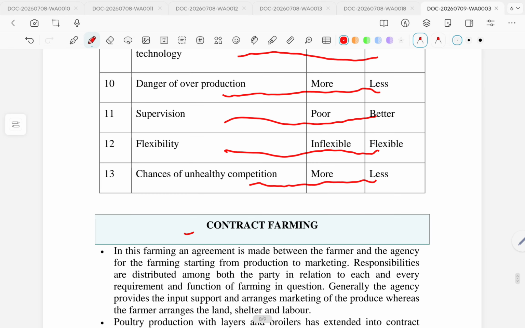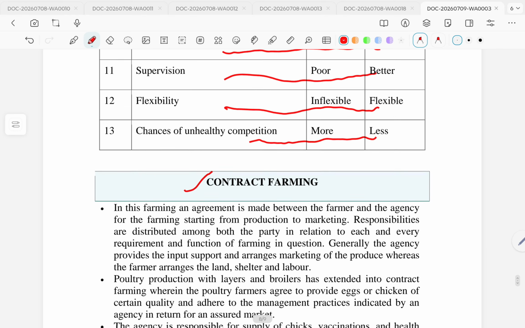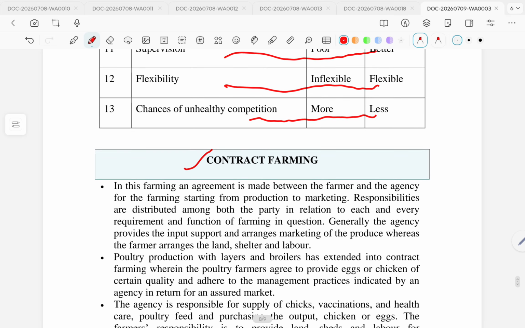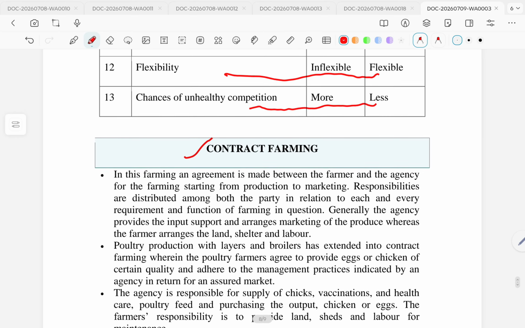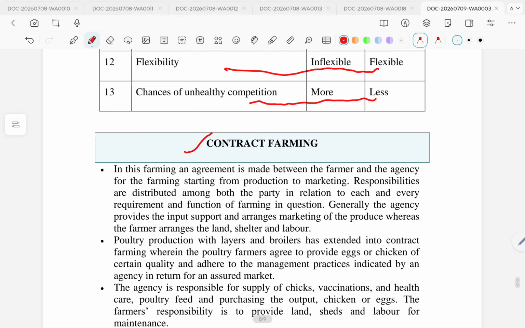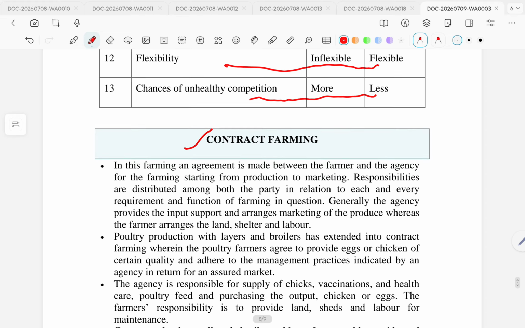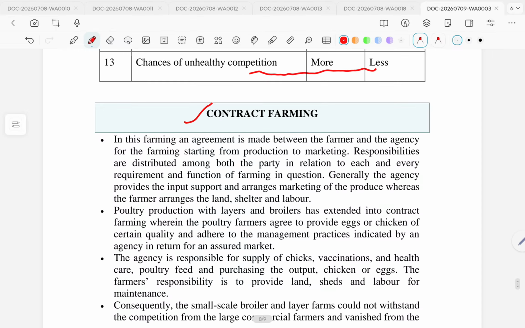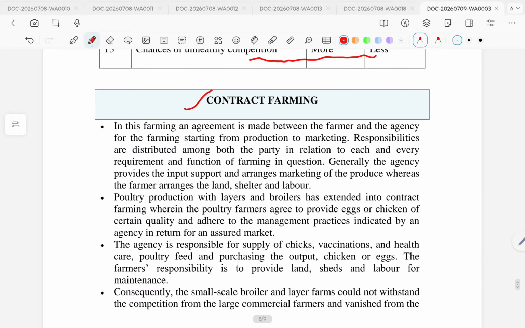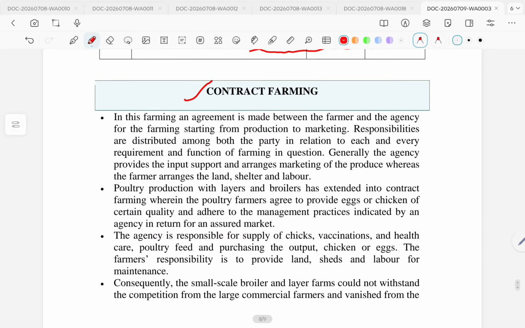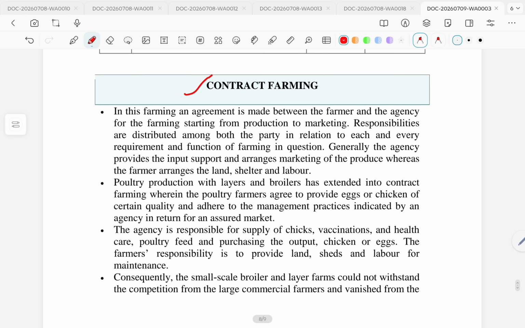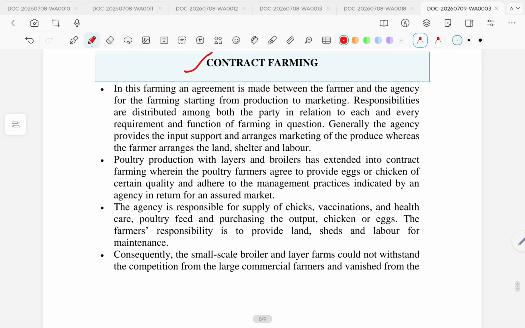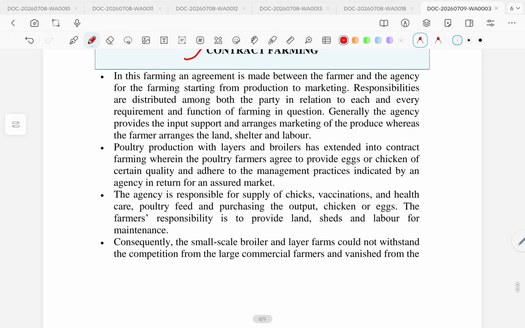Contract farming. In this farming, an agreement is made between the farmer and the agency for the farming, starting from production to marketing. Responsibilities are distributed among both the parties in relation to each and every requirement and function of farming in question. Generally, the agency provides the input support and arranges marketing of the produce, whereas the farmer arranges the land, shelter, and labor.